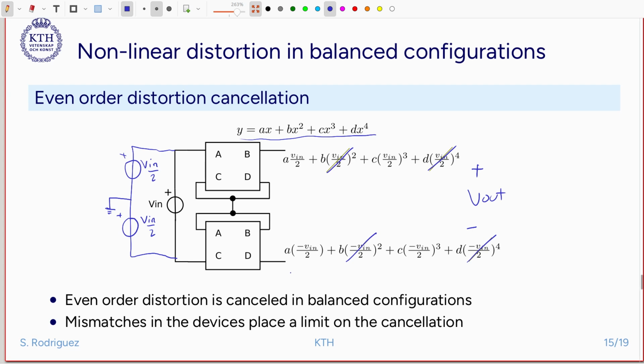And then the only thing that will remain are the odd components. So just by using the balanced configuration, we managed to cancel or strongly attenuate the even order distortion. Now we cannot really get rid completely of the even order distortion because in practice we cannot have perfectly matched devices, something that we are going to touch on later.